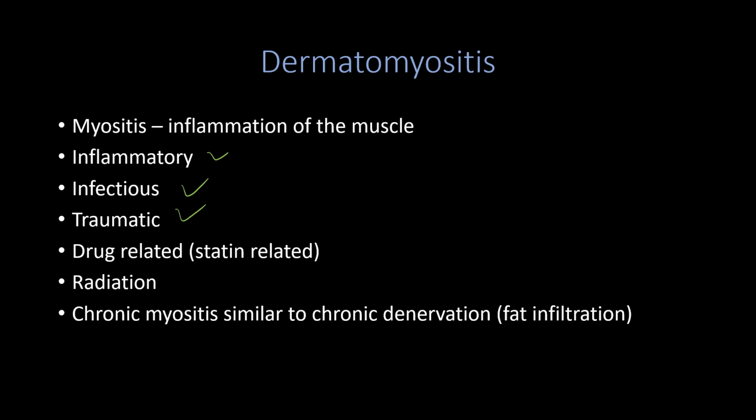And chronic myositis, again, is similar to chronic denervation, where we have that fatty infiltration. So those are the things we're looking at in the muscle when we're looking for dermatomyositis. Edema, enhancement, fatty infiltration if it's chronic, and in radiographs or CT, try to look for soft tissue calcification.